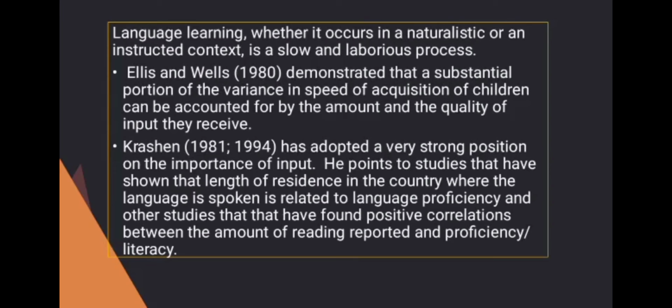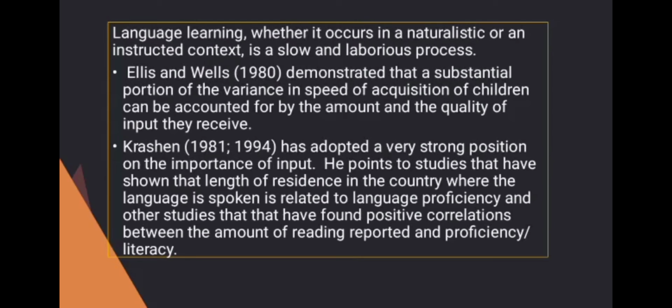Ellis and Wells 1980 demonstrated that a substantial portion of the variance in speed of acquisition of children can be accounted for by the amount and the quality of input they receive. They stated that if the learners do not receive exposure to the target language, they cannot acquire it. For instance, the learner's first language is the language from birth to the time they start school. They learn their first language from their family. That's why they learn faster, because they are exposed to that language when they are communicating inside their home.